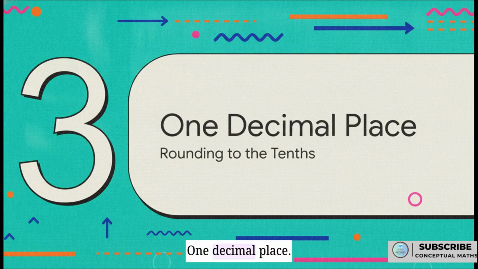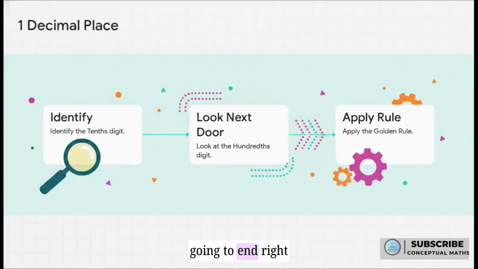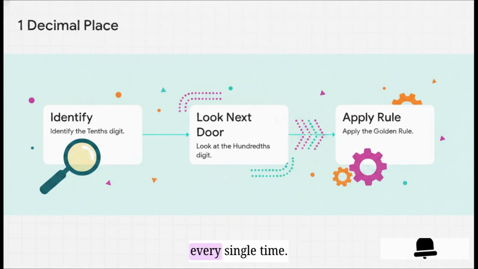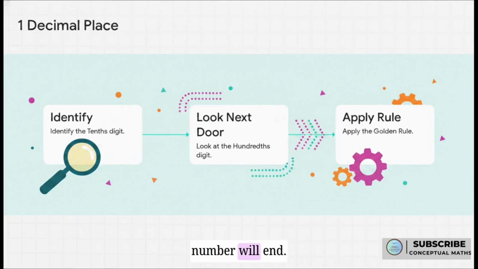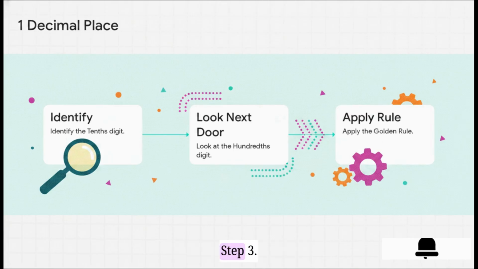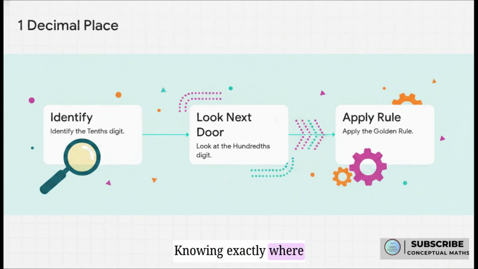Section 3, 1 decimal place, rounding to the tenths. When we say 1 decimal place, it just means our final answer is going to end right at the tenths position. And here are the logical steps you need to follow every single time. Step 1, identify that tenths digit because that's where your number will end. Step 2, look immediately to the right at the hundredths digit. Step 3, apply our golden rule to that hundredths digit. Knowing exactly where to look is half the battle before you decide how to round.